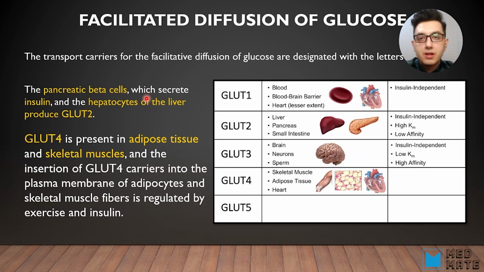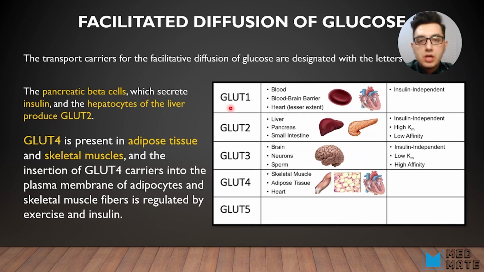A very important facilitated diffusion that is happening all the time is the transport of glucose. Glucose is transported within our organs via specific transporters named GLUT. Now, there are different types of these GLUT channels. For example, GLUT1 is available in our blood-brain barrier and heart. This is high-yield content because you will be asked these questions later on in different kinds of examinations, so it's good to memorize them.